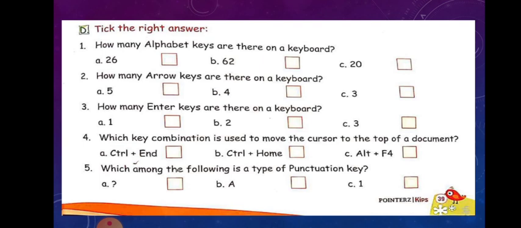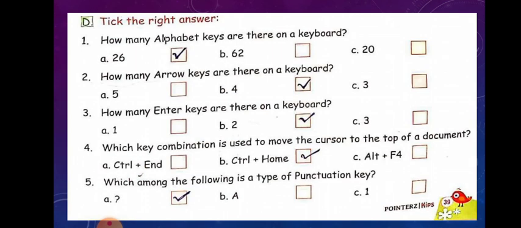Now, fifth one. Which among the following is a type of punctuation key? A, question mark, B, A, C, 1. So the correct option is A, question mark. Okay. The answers I have displayed here on the screen. You can tally it and mark the correct options properly.